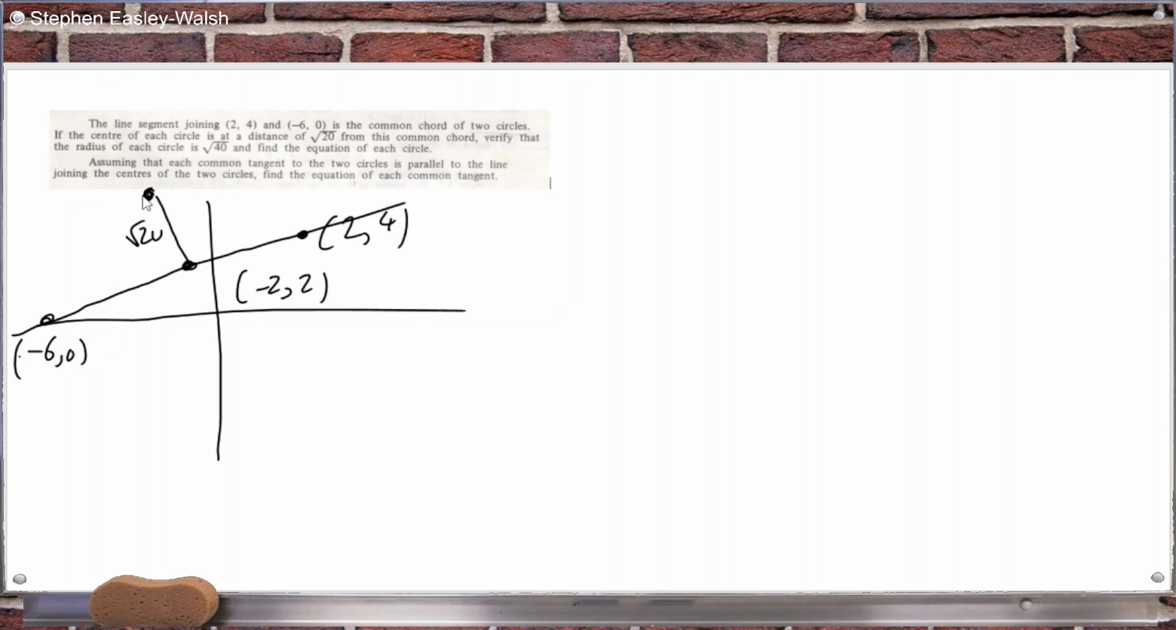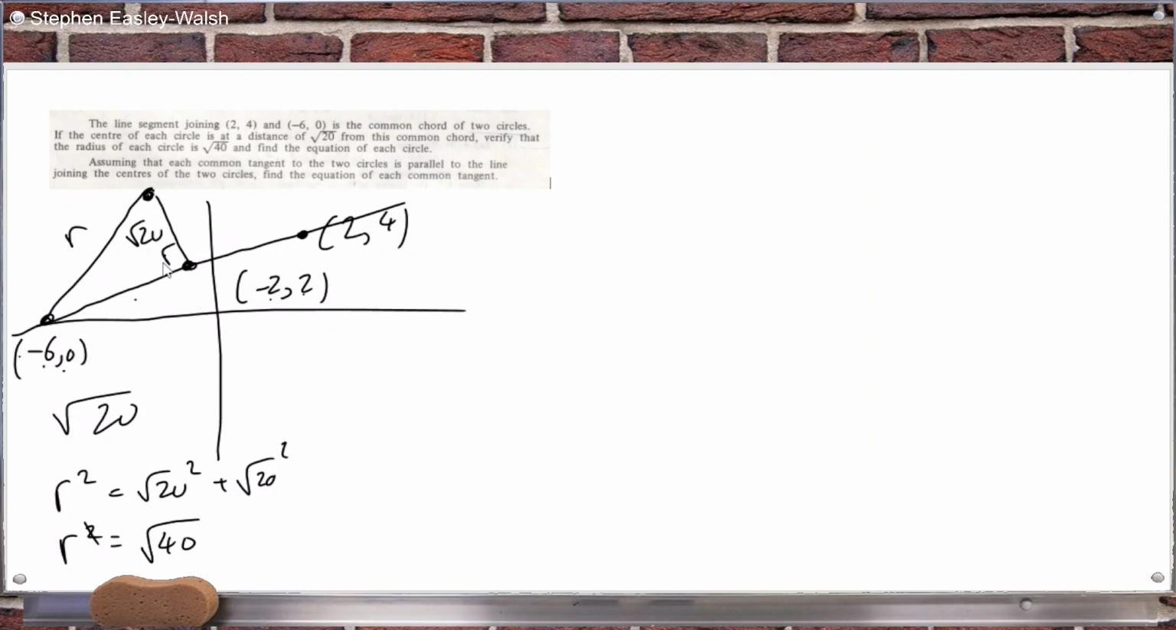center of the circle, which means that length there now will be the radius. Using the distance formula, you can calculate the distance from -6, 0 to -2, 2 as √20 as well. So Pythagoras: r squared equals √20 squared plus √20 squared. So you get r squared is 40. So r is √40. So you get the radius is √40, and it's a symmetric image underneath.